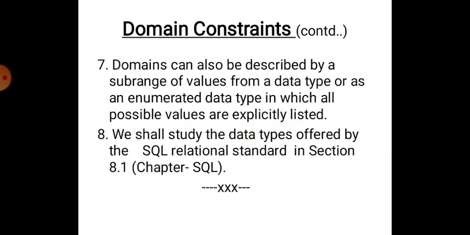Point number 7, domains can also be described by a subrange of values from a data type or as an enumerated data type in which all possible values are explicitly listed.